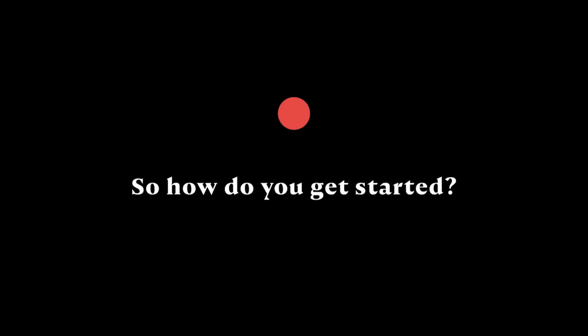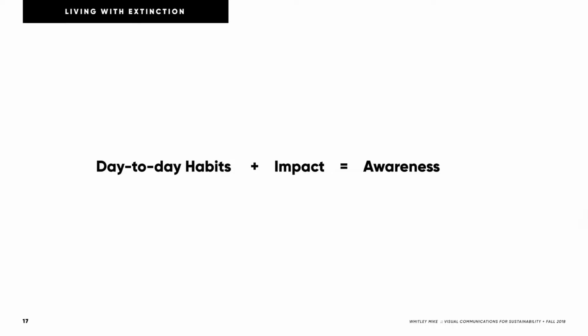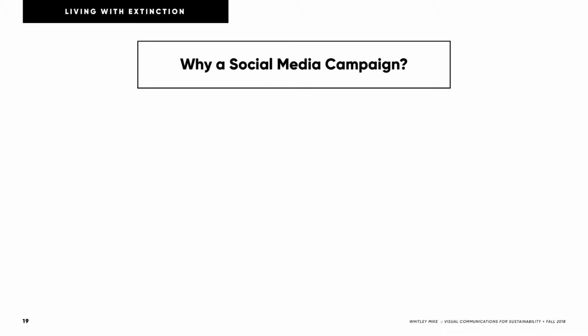So, how do you get started? To raise awareness, making the connection between day-to-day habits and then how those habits impact the well-being of the entire planet could be a solution. In order to reach people quickly, because extinction is a timely problem, social media channels like Facebook could be used as a medium. So, why a social media campaign?